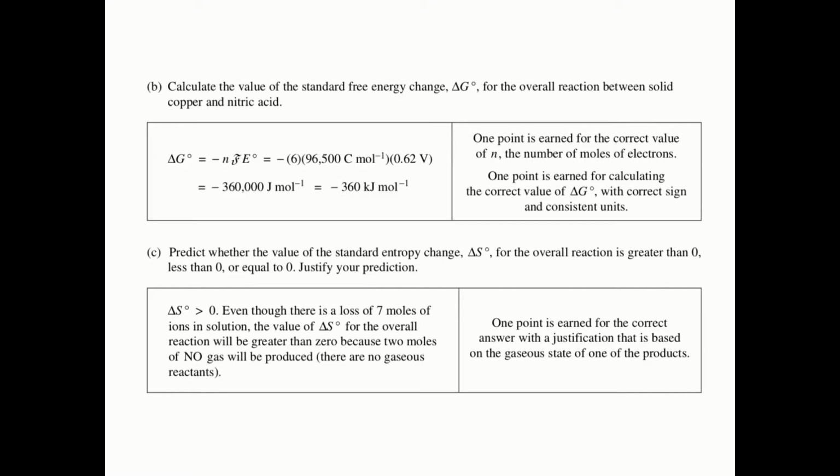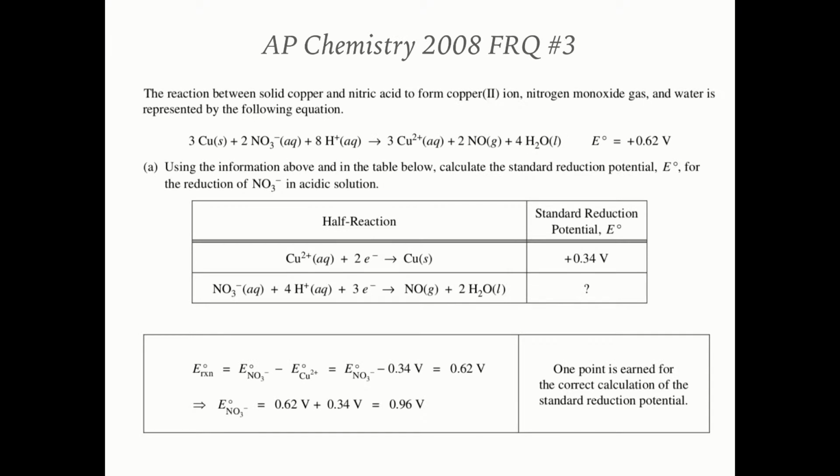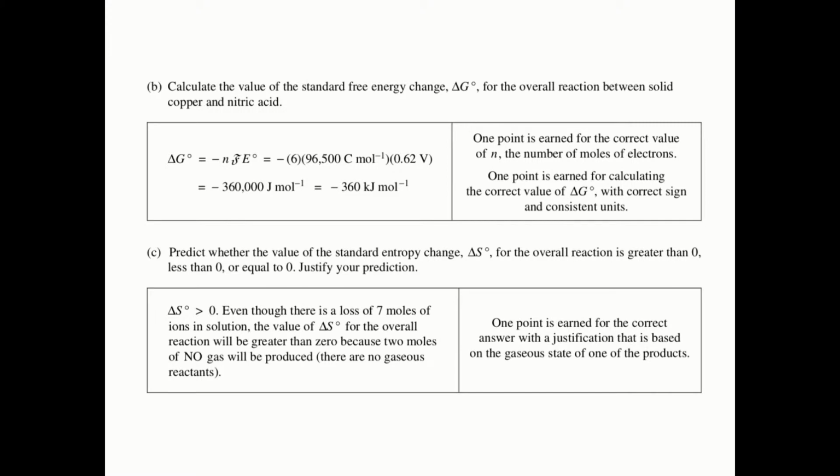In C, it says predict whether the value of the standard entropy change for the overall reaction is greater than 0, less than 0, or equal to 0. So if I look at this, okay, I've got 3 moles of solid, 2 moles of aqueous solution, or 10 moles of aqueous solution on my reactant side. And then I have 3 moles of aqueous, 2 moles of gas, and 4 moles of liquid, which tells me that my delta S is going to be positive because I'm producing 2 moles of gas.